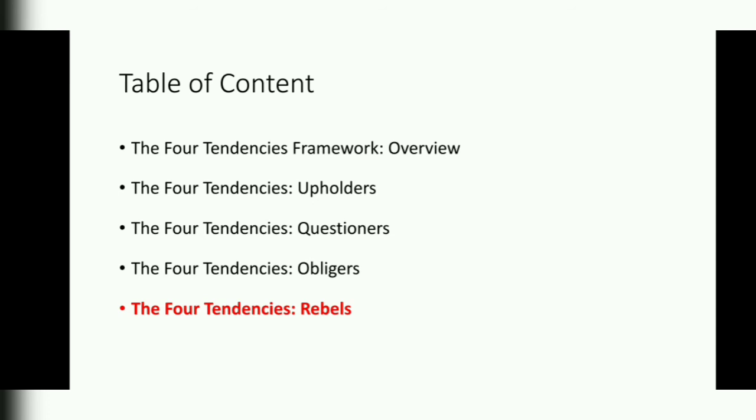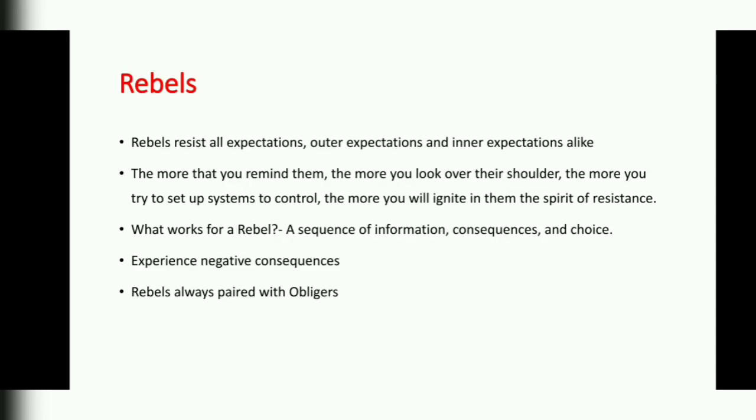Now let's come to the final framework, that is rebels. Rebels resist all expectations, outer expectations and inner expectations alike. They want to do what they want to do in their own way, in their own time. And if you ask or tell them to do something, they are very likely to resist. And so, rebels are the ones who just want to do the things their own way.